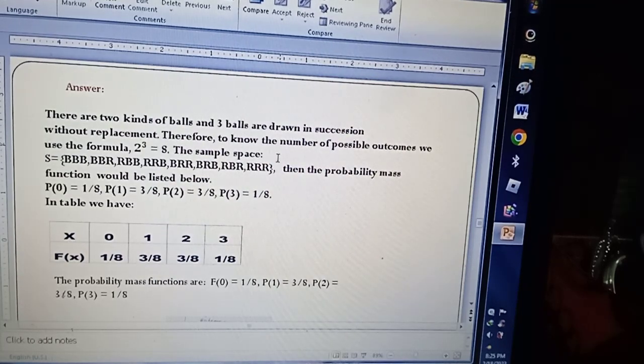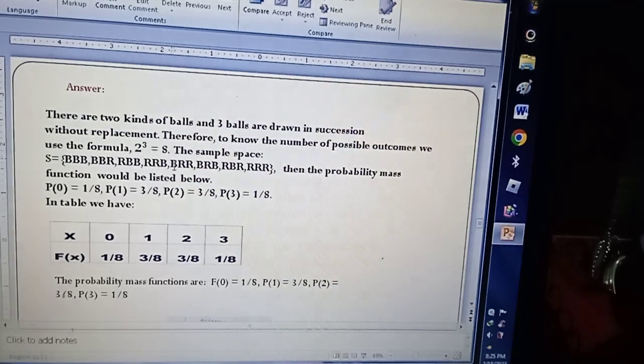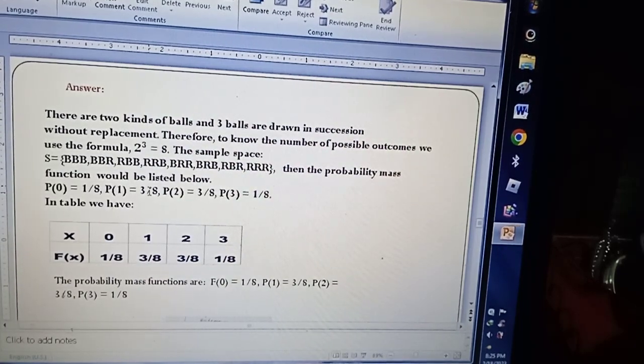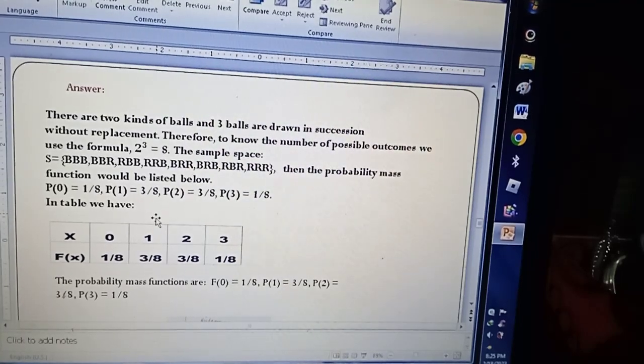And the sample space is BBB, BBR, RBB, RRB, BRR, BRB, RBR, RRR. B stands for blue balls and R stands for red balls. Then the probability mass function would be listed below.